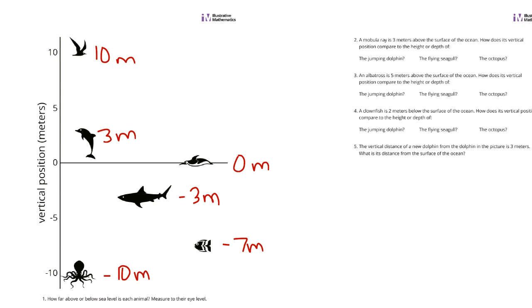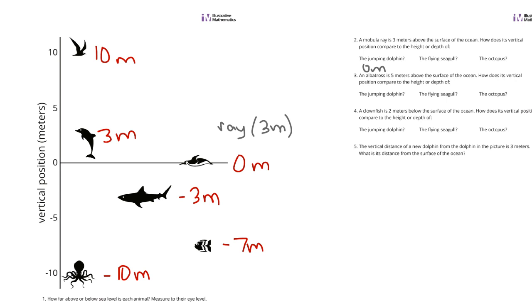Now, it says a mobula ray is 3 meters above the surface of the ocean. How does its vertical position compare with the height of the jumping dolphin, the flying seagull, or the octopus? Well, if the mobula ray is at 3 meters, that's right here. So let's see how we can compare these. It's asking about the dolphin. If we're at 3 meters for both, it's going to be the same, so 0 meters.